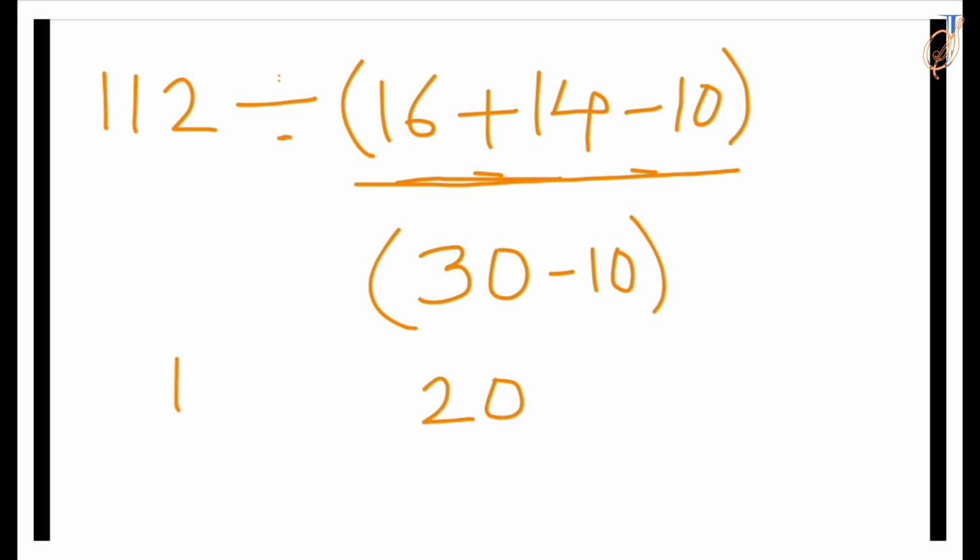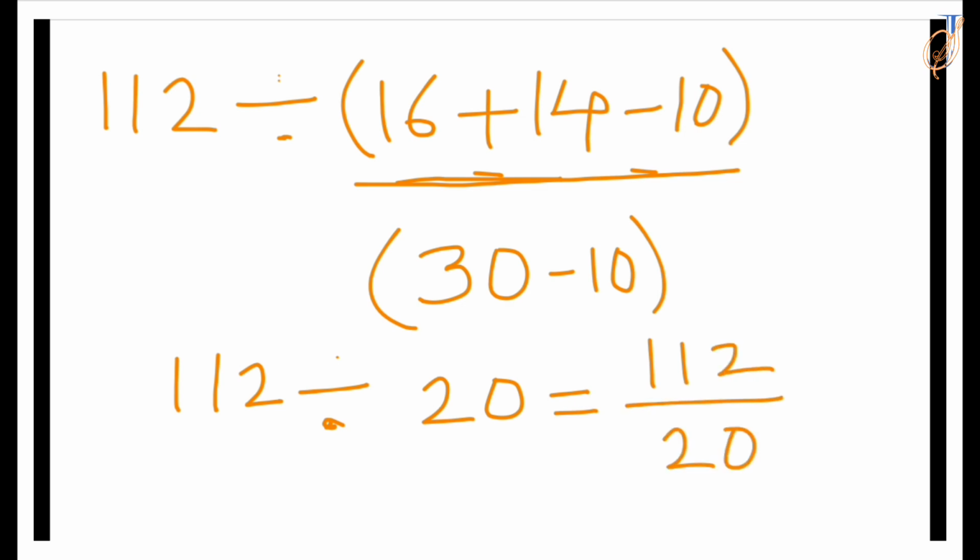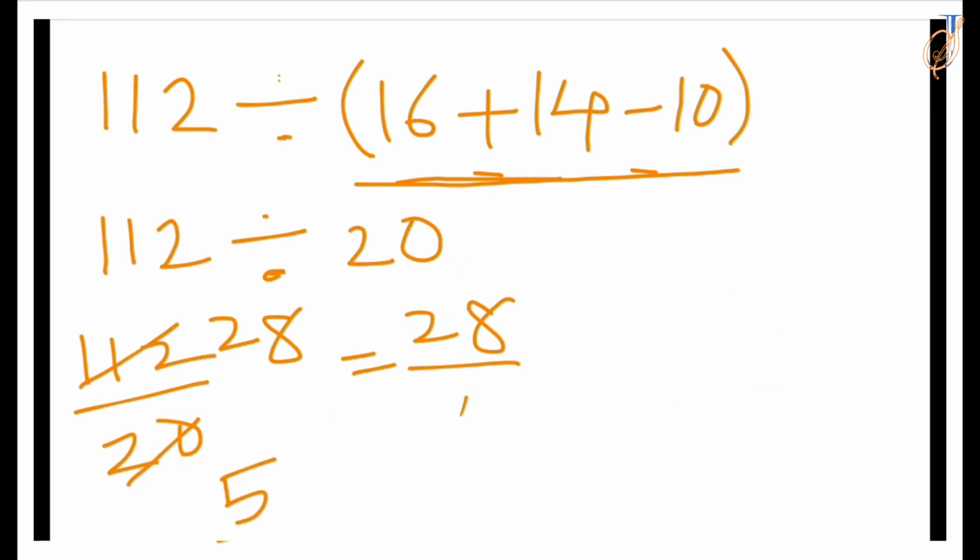Here 112 divided by. Now you have to do the division. 112 by 20. This number you cancel with the number 4. So 4 times 28 is 112. 4 times 5 is 20. 28 divided by 5.